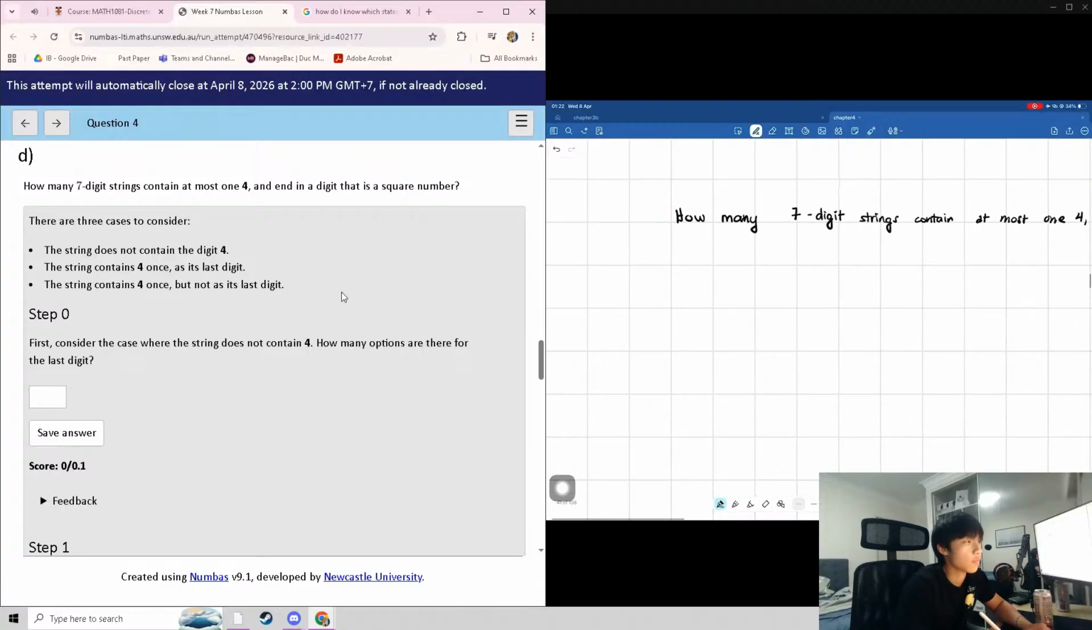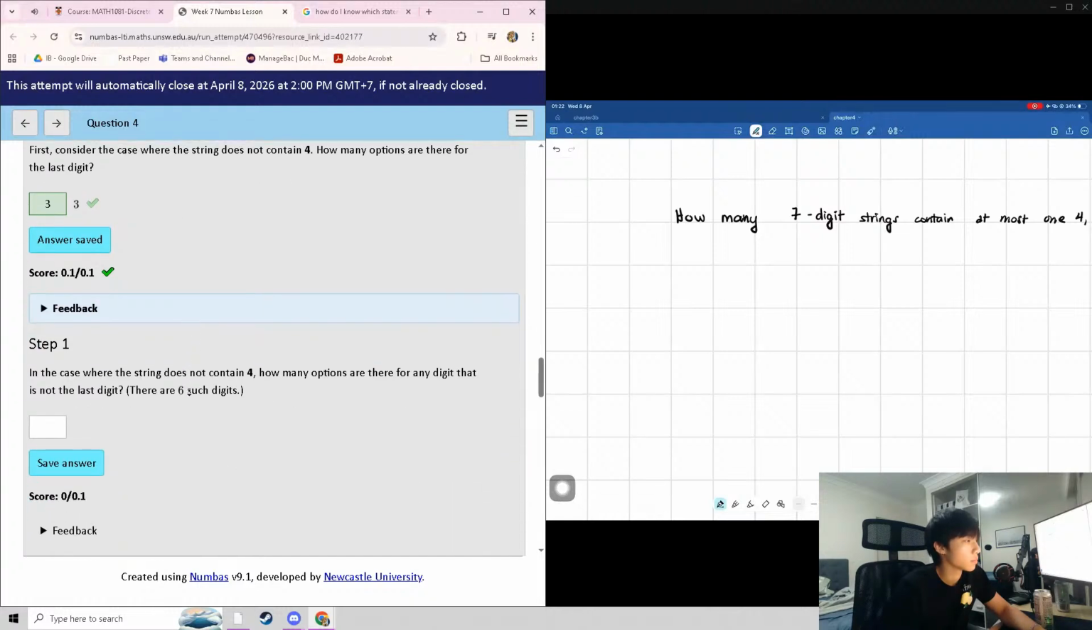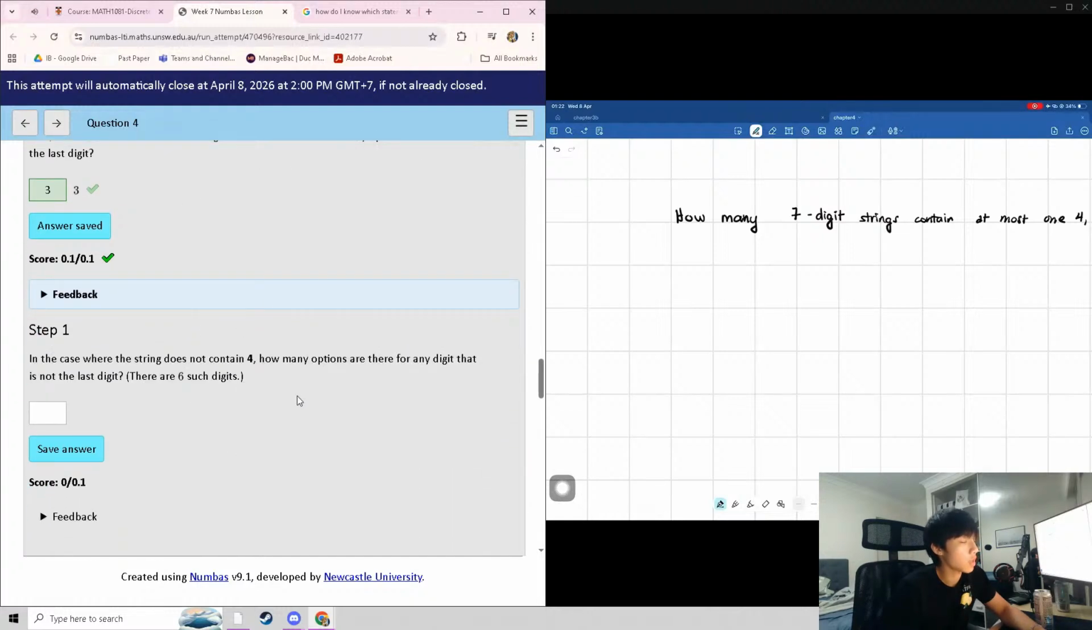How many options are there for the last digit? 3. In the case where the string does not contain 4, how many options are there for any digit that is not the last digit? Nine.